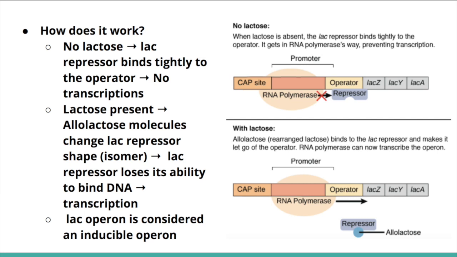So in order for us to know how it works, we have to first know whether there's lactose or no lactose. Because when lactose is not available, the lac repressor binds tightly to the operator, preventing transcription by RNA polymerase. But when lactose is present, small allolactose molecules bind to the lac repressor and make it change shape so it can no longer bind to the DNA. This change in shape makes it float off the operator, clearing the way for the RNA polymerase to transcribe the operon.